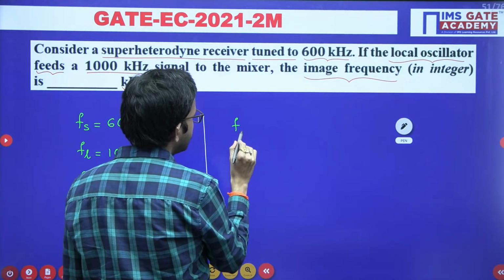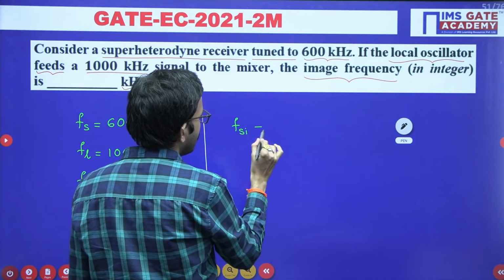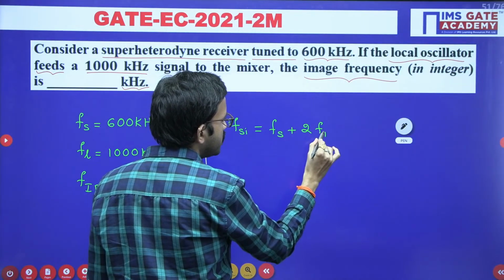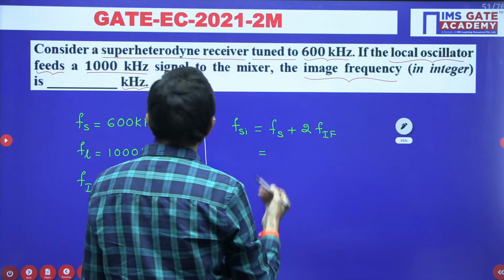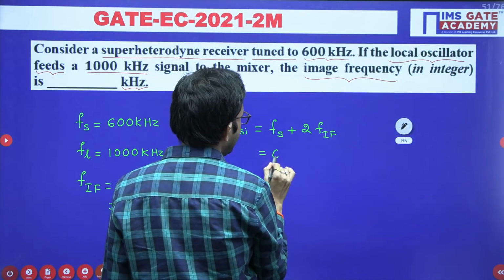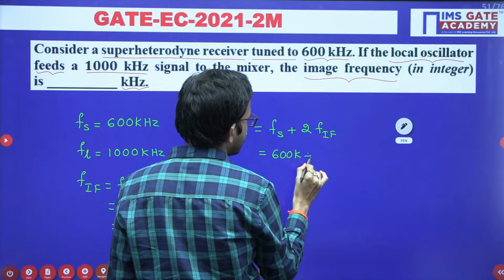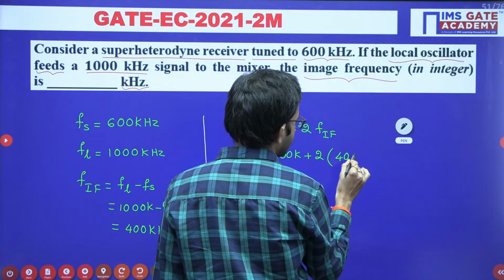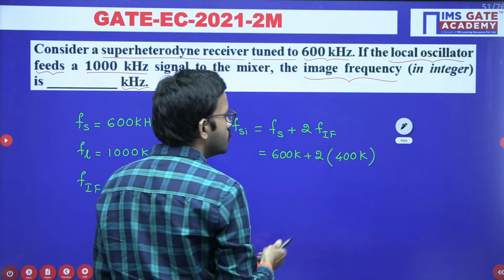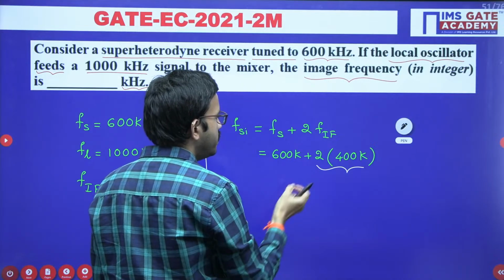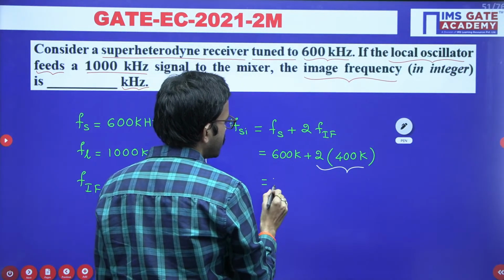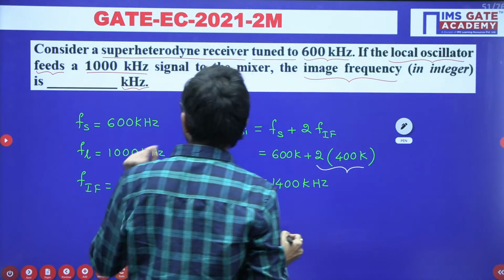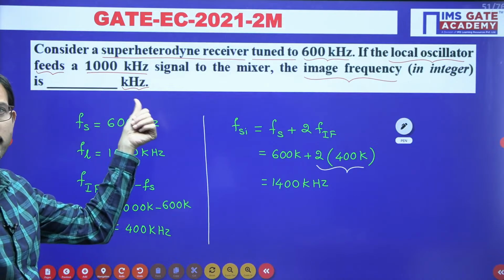The image signal frequency, which I am labeling as FSI, is nothing but the incoming signal frequency plus twice the intermediate frequency. So the incoming signal frequency is 600 kHz plus 2 times the intermediate frequency of 400 kHz. So 2 into 400 is 800, and 800 plus 600 is nothing but 1400 kHz. Since in this question they are asking in the order of kHz, that is the reason.